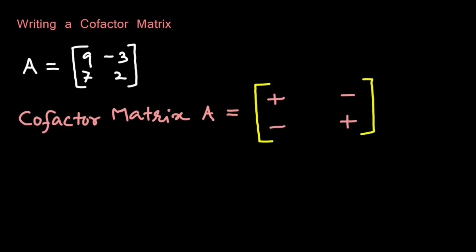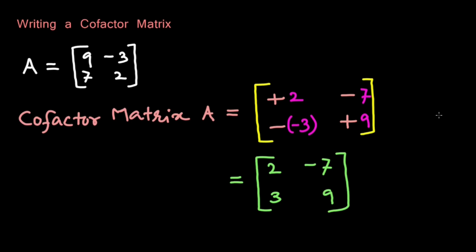Now the minor of 9 is 2, which we write here. Then the minor of minus 3 is 7, which we write here. Then the minor of 7 is minus 3, which we write here. And the minor of 2 is 9, which we write here. So our cofactor matrix will become 2, minus 7, 3, 9.